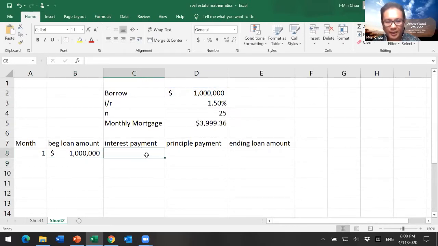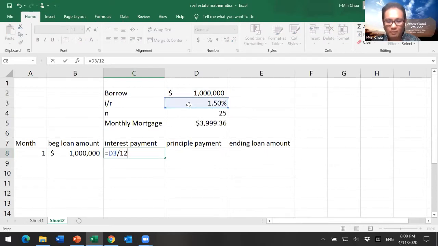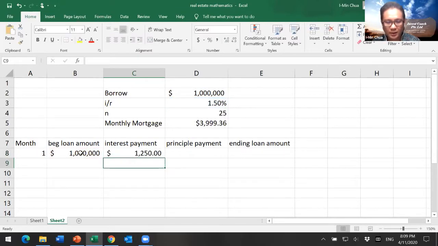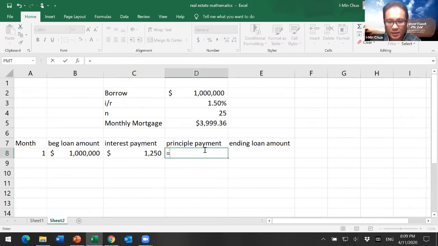The interest payment is simply equal to this interest rate divided by 12 multiplied by this loan amount, 1 million. So you will be paying the bank 1250 in terms of interest. This one is an expense to you. You pay off expense. But you say every month I actually pay off 3,999.36. So this 3,999.36 is what you call your payment, and you take this one minus off the interest.